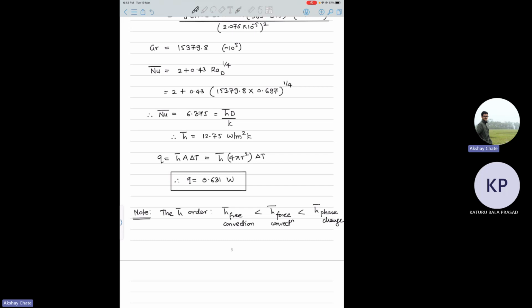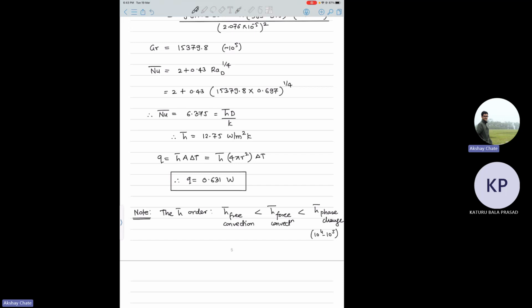Because in free convection, the flow is primarily because of the density differences. There is no external pressure gradient. In forced convection, you apply an external pressure gradient in order to get a higher heat transfer coefficient. And in phase change, since it's a nearly isothermal process, the heat transfer coefficients are very high, of the order of 10 to the power 4 to 10 to the power 5 in SI units, because the delta T is pretty low there.